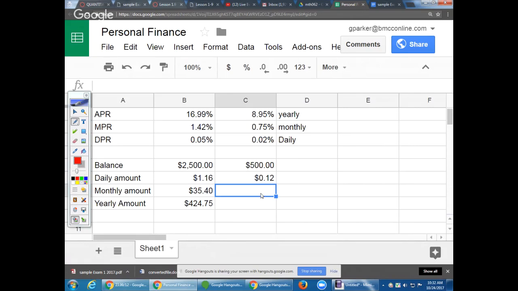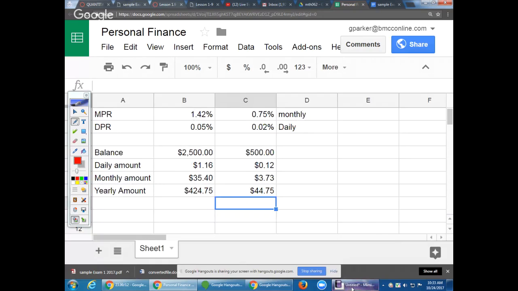I'm pretty sure we had 12 cents before. Equals the balance times the monthly percentage this time. That gives me the monthly amount, which is about $4. And then equals the balance times the yearly rate. And I get almost $45. So at some point today, tomorrow, or Thursday, you are going to make a similar spreadsheet for me, okay? So I'd like you to give that a try sometime today if you haven't had a chance yet, and we'll go over this again tomorrow.